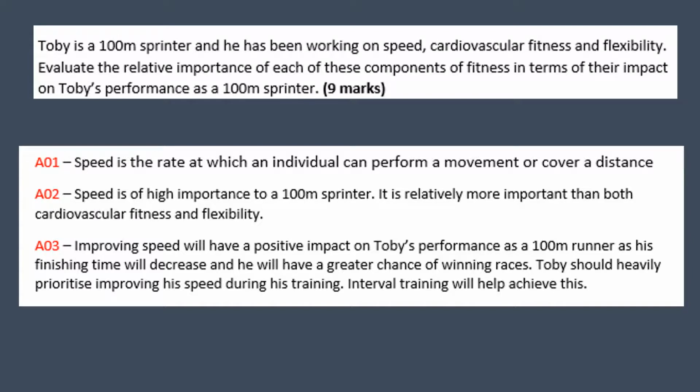So speed is of high importance to a 100 meter sprinter, and it's relatively more important than both cardiovascular fitness and flexibility. So I'm directly answering the question here by discussing that relative importance. Finally, for our AO3 evaluation and our link to performance, improving speed will have a positive impact on Toby's performance as a 100 meter runner, as his finishing time will decrease and he will have a greater chance of winning races. Toby should heavily prioritize improving his speed during his training, and interval training will help achieve this.